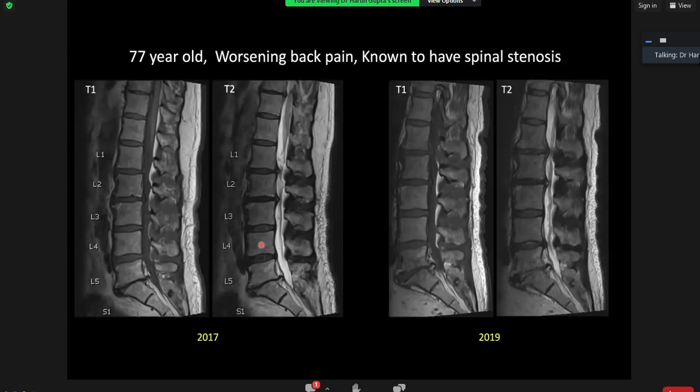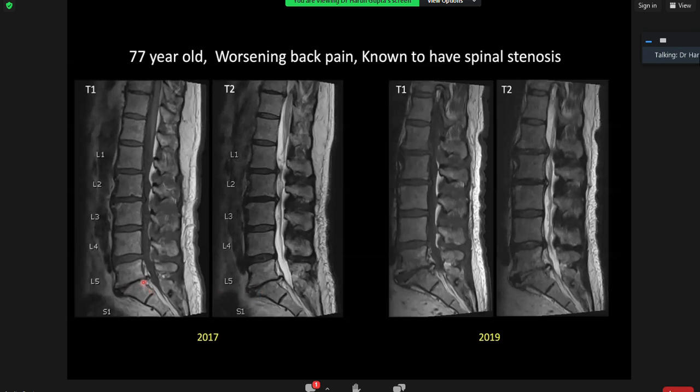Now we have the other theme. I will not tell you the theme now. We will look at this theme. We see it all the time in clinical practice. Now, 77-year-old, worsening back pain, known to have spinal stenosis. Patient had MR in 2017. This is what it looks like.